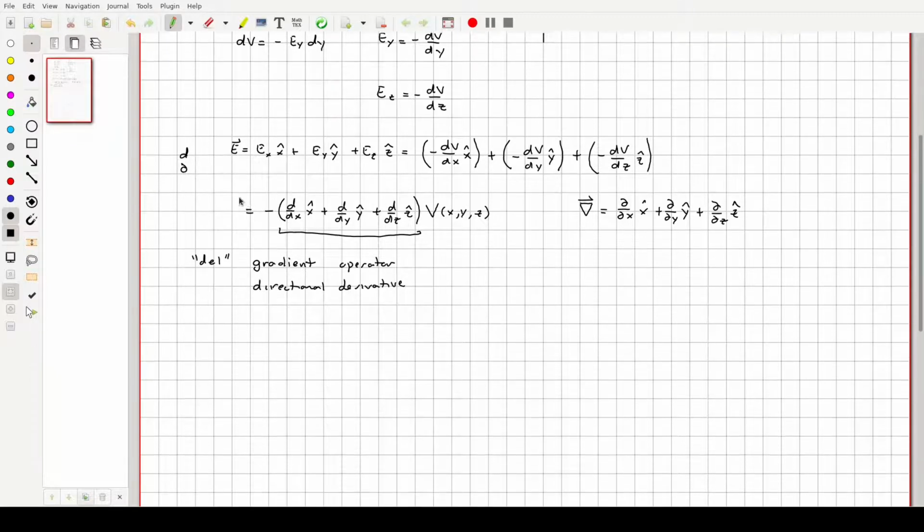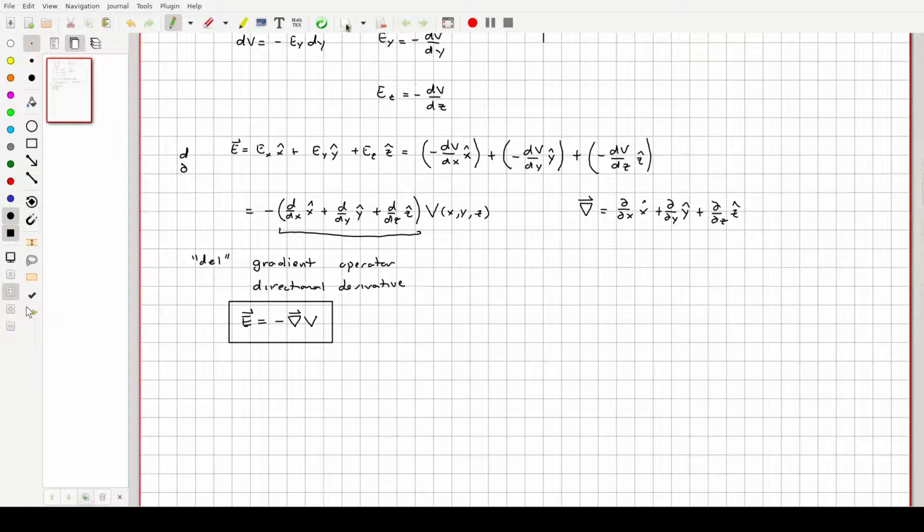So another way you could write this would be that the electric field is minus the gradient of the electric potential. And this is an incredibly important thing to know. What this allows us to do is to recover the electric field if we know what the voltage looks like.